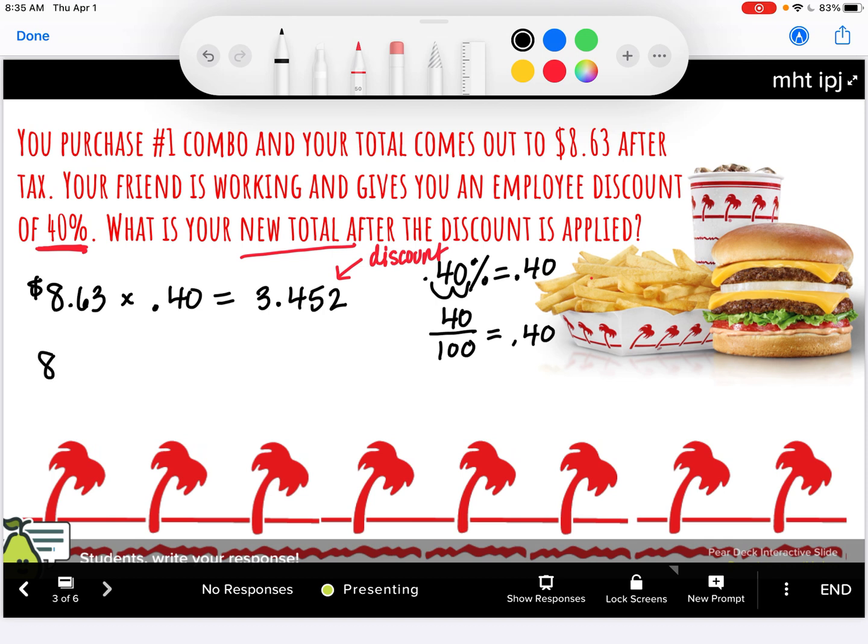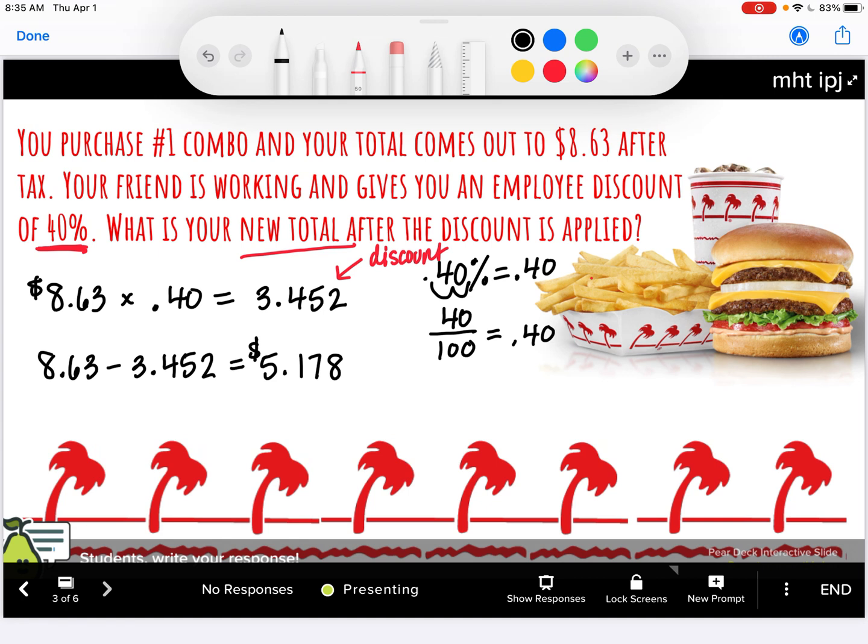So we have 8.63 again. We are going to subtract 3.452. I know we wouldn't typically see money like that, but remember we're going to be asked to round at the very end. So I'm going to do 8.63 minus 3.452. Remember, guys, use your calculators to help you out here. In real life, you would use your calculator, right? So we get 5.178. All right, and this is when we get asked to round because let's make it realistic.